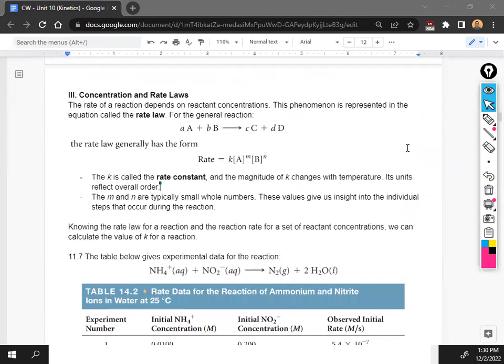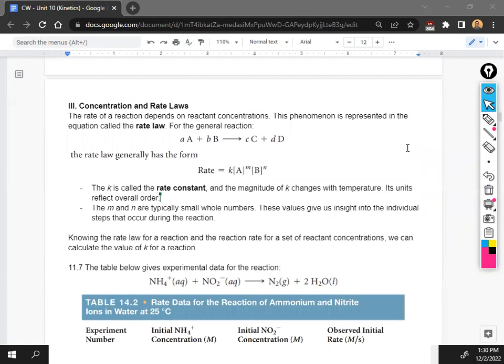Anyway, all right, last section for today. We are going to be talking about something called rate laws. And I hope that you guys love rate laws more than I do, because I hate rate laws. Okay, that's probably not a good way to encourage you guys to learn this, but rate laws.